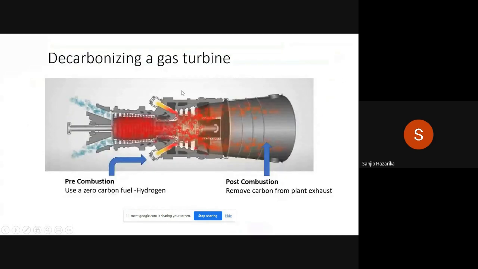So in the case of a gas turbine, when we talk about decarbonization, we can do it in two ways. One is pre-combustion. We can use a fuel that has zero carbon, maybe hydrogen. Another is post-combustion, where we can remove the carbon from the exhaust of the gas turbine. Here we are going to discuss pre-combustion, basically hydrogen as a fuel, not anything specific on the post-combustion part.